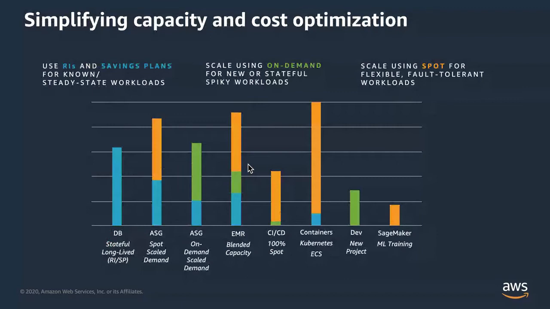You typically use RI and savings plan for known steady-state workloads. You scale using on-demand for new or stateful spiky workloads. And then you scale using Spot for flexible, fault-tolerant workloads. A database, the bar here on the extreme left, needs RIs and savings plan because it is stateful. A managed machine learning training job on SageMaker on the extreme right, like this bar here, can be run entirely on Spot.